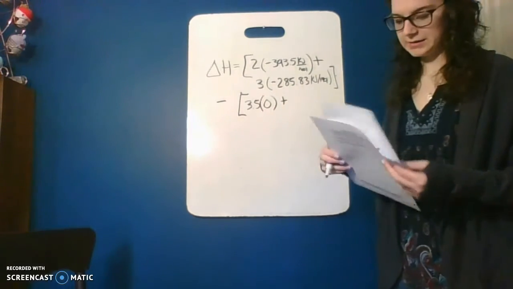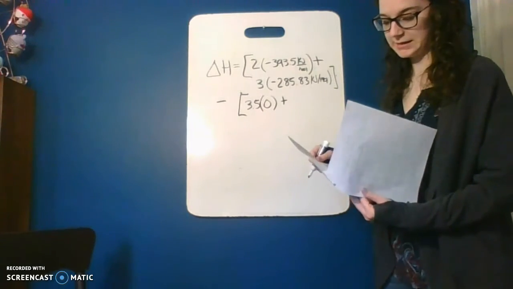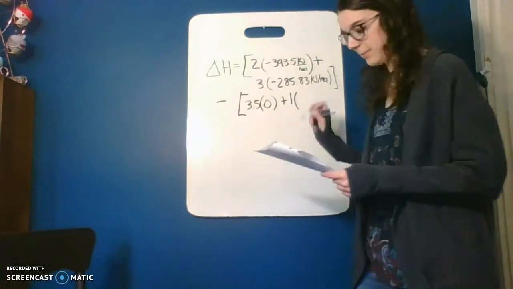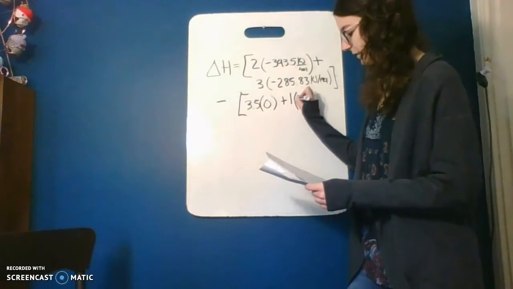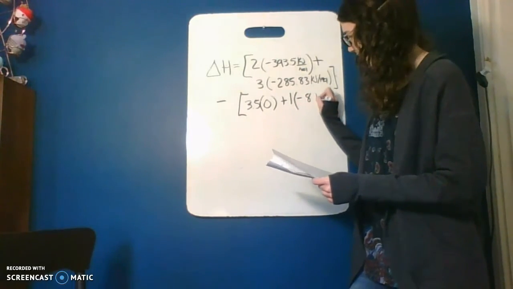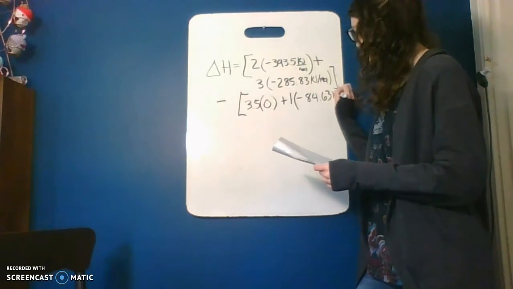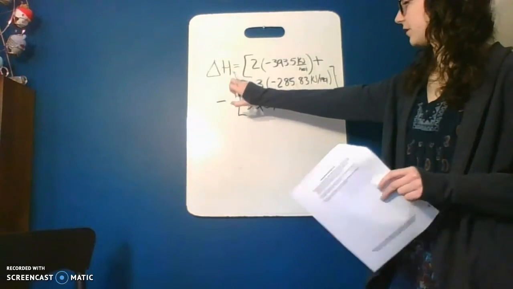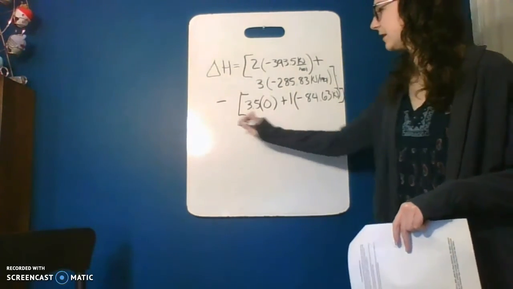Plus, I need to do 1, that's the coefficient in front of ethane, C2H6, and that's ethane gas. So I'm going to look in the back of my book for ethane gas, and that heat of formation is negative 84.63 kilojoules. Okay, so the heat of formation of my products minus the heat of formation of my reactants.